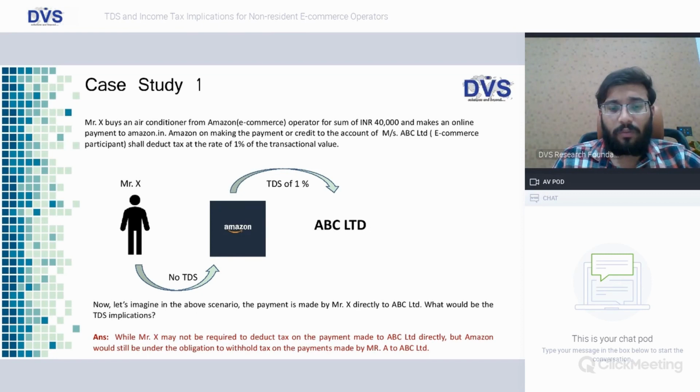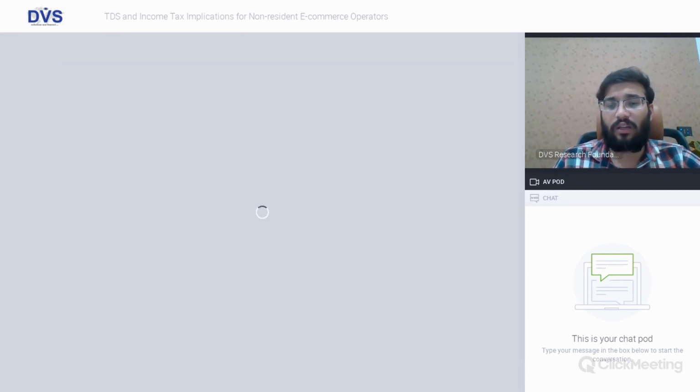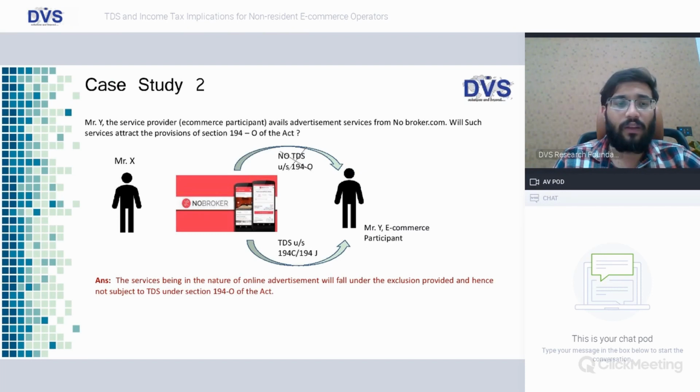Now let's imagine in the above case the payment is made by Mr. X directly to ABC Limited. What would be the TDS implication? Amazon would still be under the obligation to withhold, even though the payment is directly made by Mr. X to ABC Limited. TDS shall be applicable.